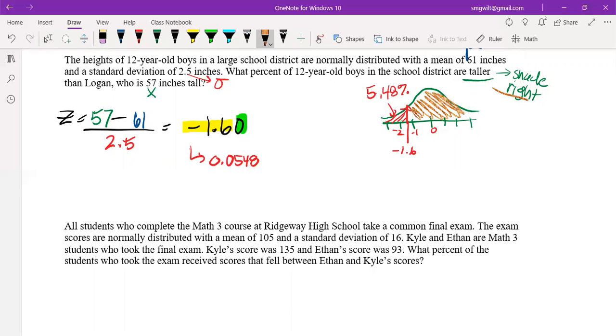Remember that in the video he talked about how I'm going to either subtract the decimal value from 1, or subtract the percent value from 100. Whichever way you do it, I'm just going to do the 100. So if I do 100 minus 5.48, that's going to give me the percentage of the area above Logan's height, so people that are taller than Logan.